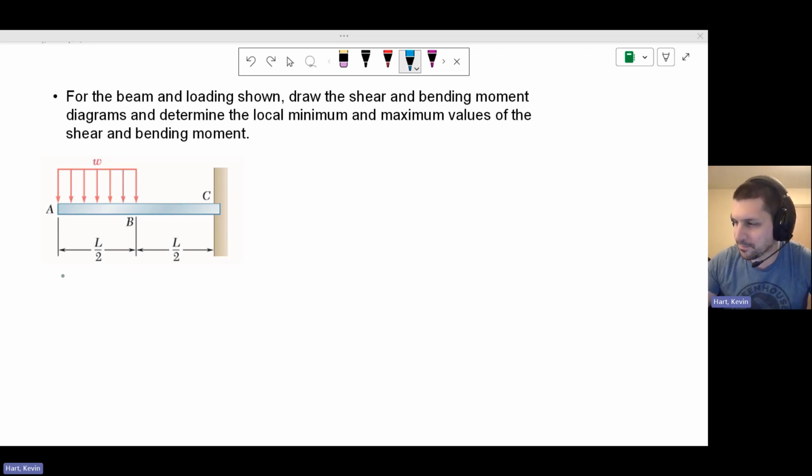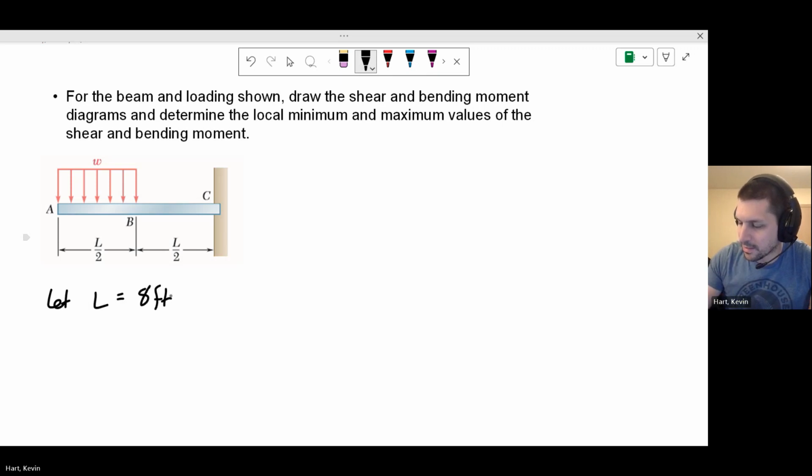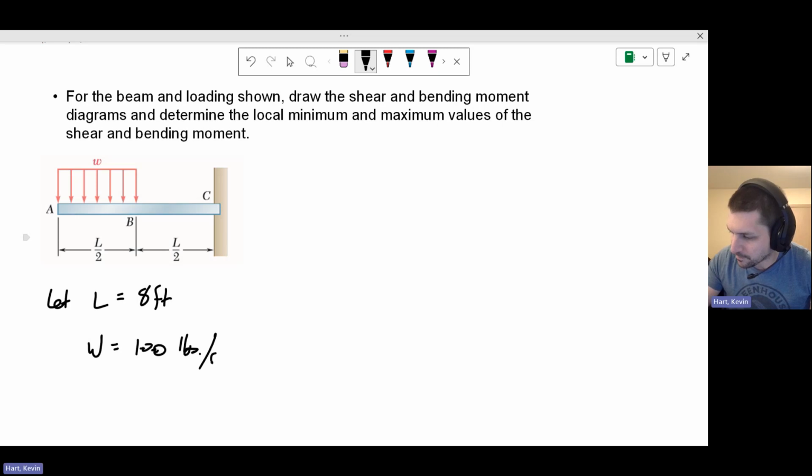Let's let the value L, the length here, be 8 feet. And let's let W, which is the distributed load, be a nice round number. Typically distributed loads are given in force per length, so we're going to let W be 100 pounds per foot. What that means here is we have a 4-foot gap in this first section of the bar and a 4-foot gap here in the second section of the bar.